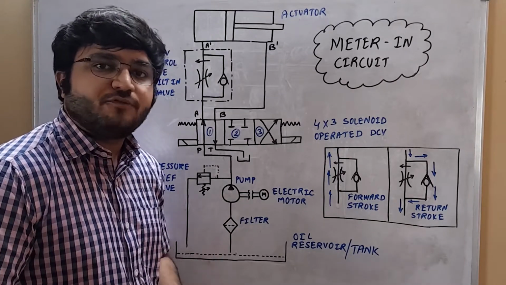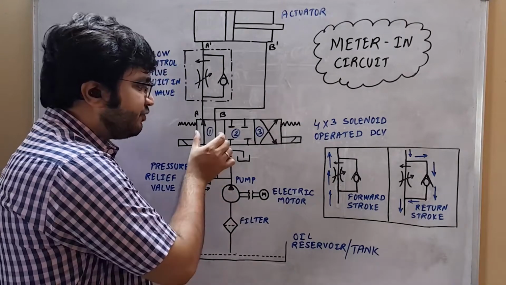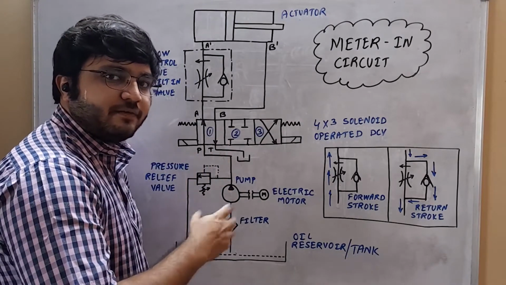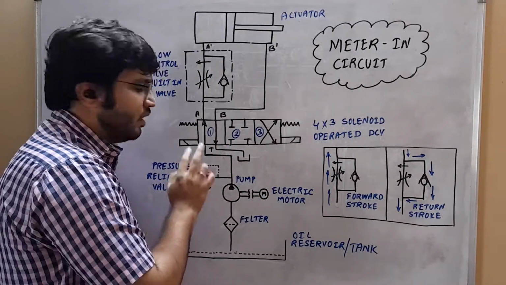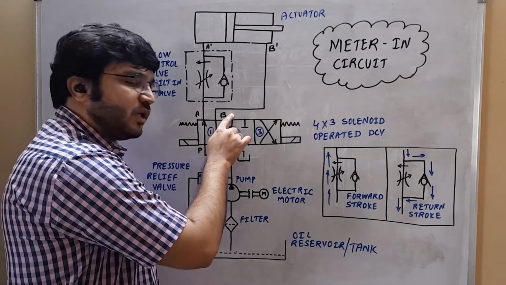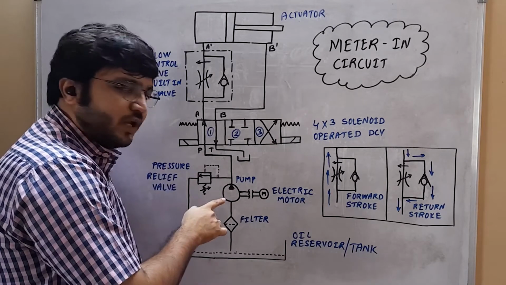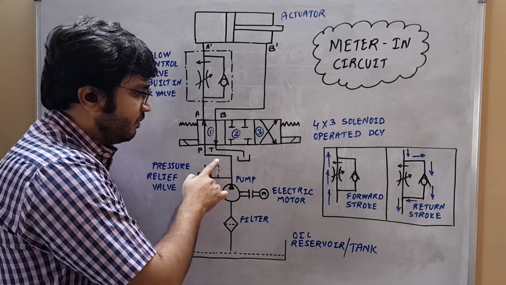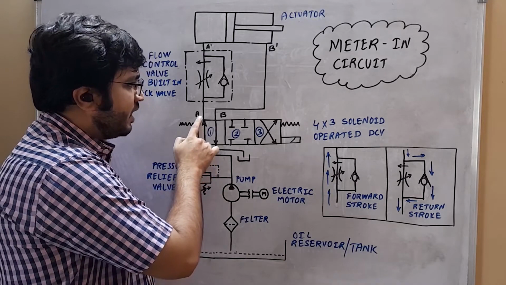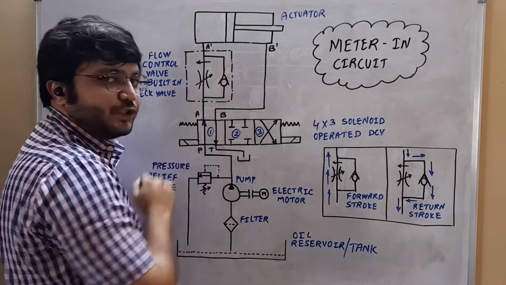Now for carrying out the forward stroke, we are going to put the direction control valve in its first mode of operation by activating the solenoid coil. Here pump port P will be connected to actuator port A and actuator port B will be connected to tank port T. Because of this, the oil which will be getting pumped, it will be supplied through this passage, and after passing through the flow control valve, the hydraulic oil is going to enter the actuator.